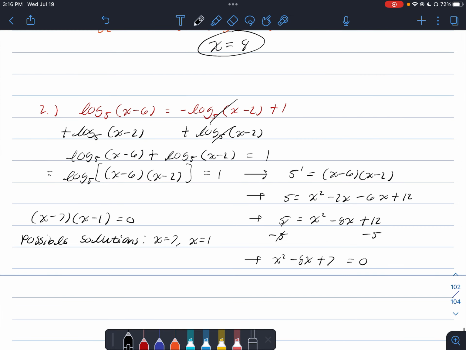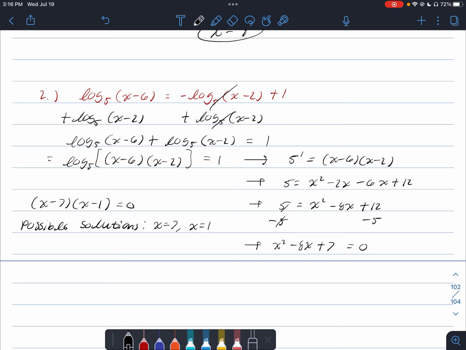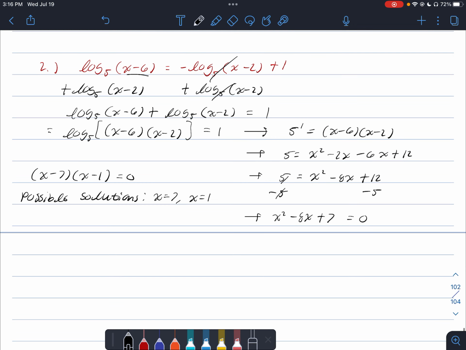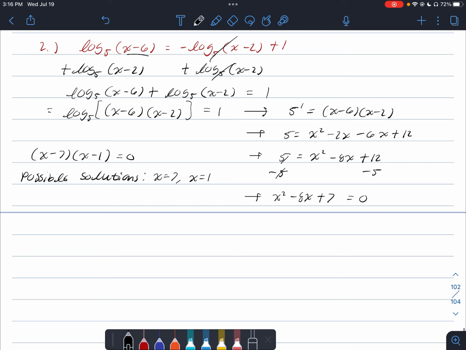So remember, we have to check them. So let's see if we can just eyeball at least one of these right away. We know right away before we even check it that x equals 1 is not going to work, because if we take x equals 1 and plug it into this part here for x minus 6, we'll end up with log base 5 of negative 5, which we definitely don't want. So we know right away that this one, x equals 1, is not going to work.